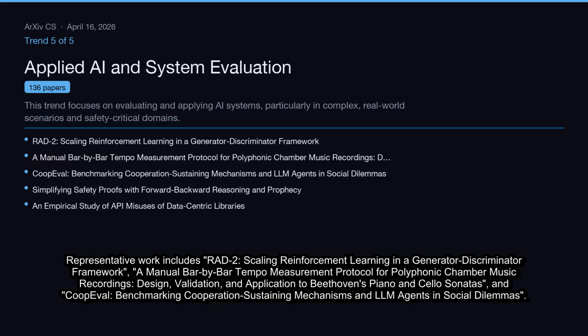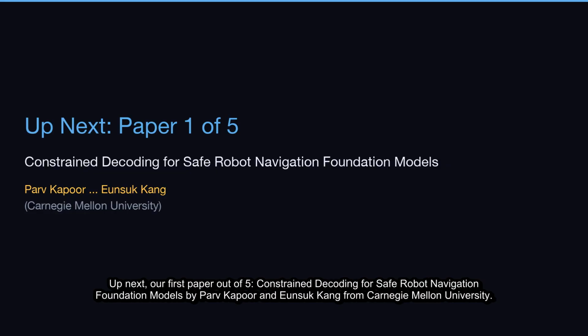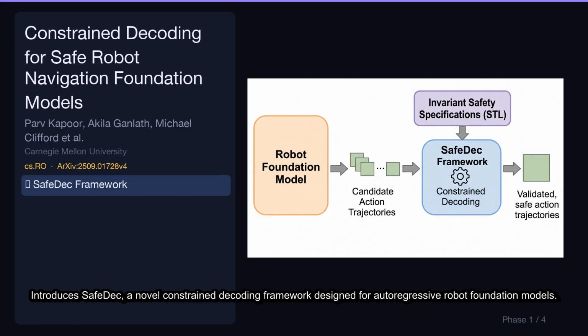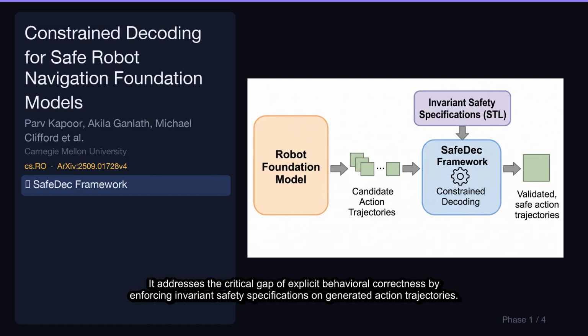Up next, our first paper out of 5, Constrained Decoding for Safe Robot Navigation Foundation Models by Aparv Kapoor and Unsuk Kong from Carnegie Mellon University. Let's break down its key contributions. Introduces SafeDec, a novel constrained decoding framework designed for autoregressive robot foundation models. It addresses the critical gap of explicit behavioral correctness by enforcing invariant safety specifications on generated action trajectories.